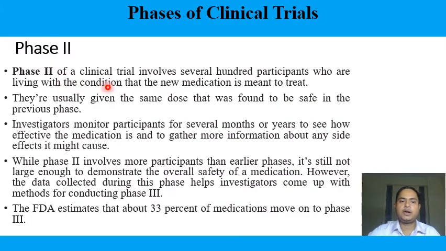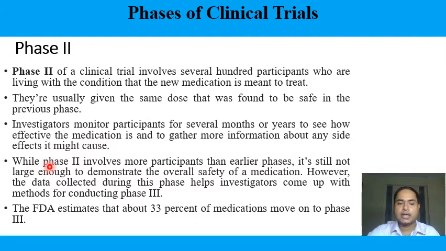Phase 2 of a clinical trial involves several hundred participants who are living with the condition that the new medication is meant to treat. They are usually given the same dose that was found to be safe in the phase 1 clinical trial. Investigators monitor participants for several months or years to see how effective the medication is and to gather more information about any side effects it might cause.